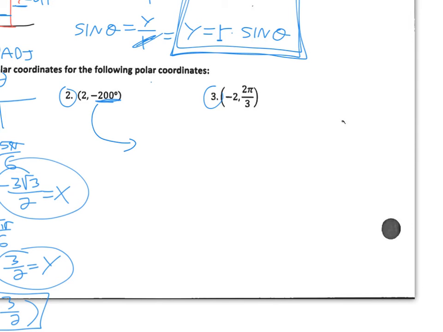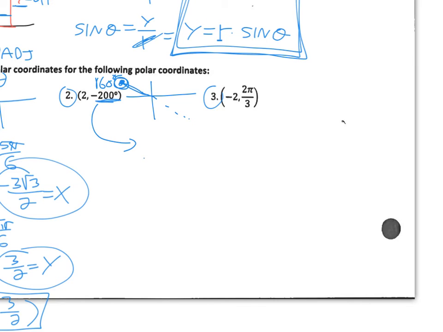Again, if I graph this, negative 200 degrees, that would be the same as, if I added 360 to that, 160 degrees. So this would be in the second quadrant. And the radius is positive, so it's going to stay in the second quadrant. If the radius was negative, remember, it would flip over here, but we're not going to do that. So just like number 1, the x value should be negative, the y value should be positive.